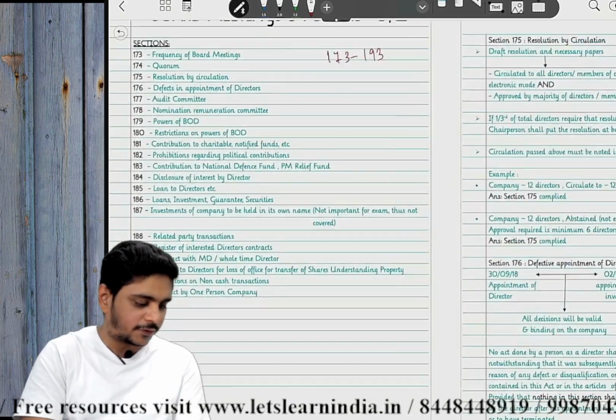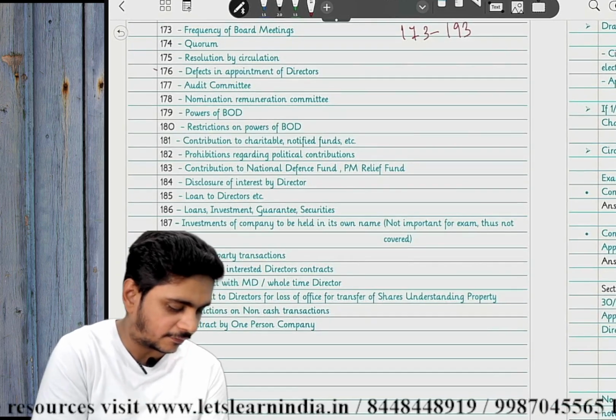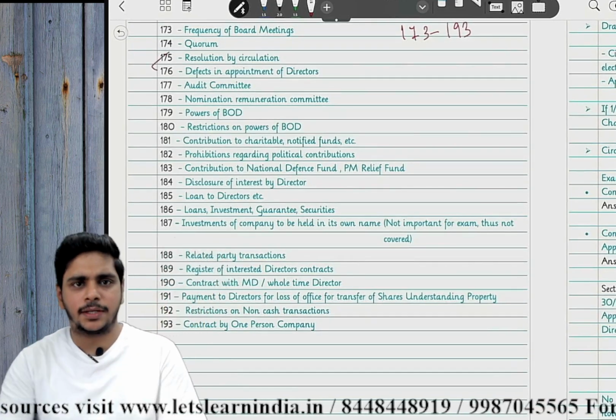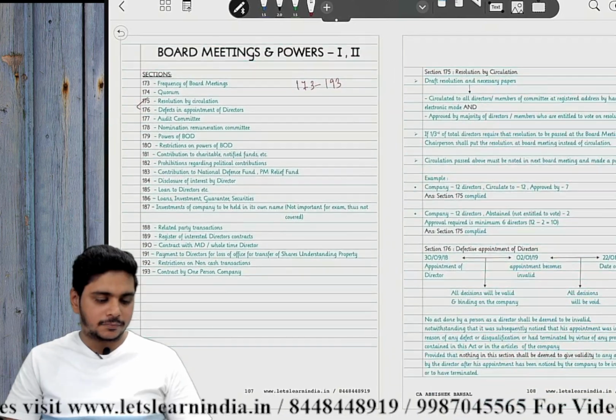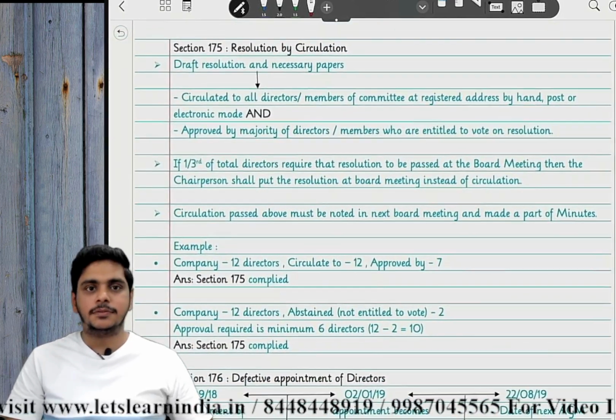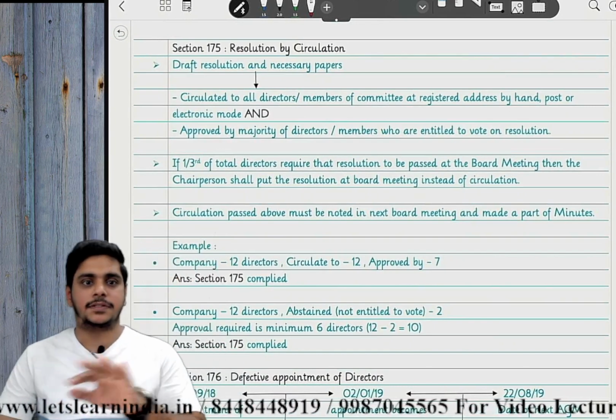So first we start with all the easy part. We start with the first section, 175: Resolution by circulation. Let's start. So it says resolution by circulation, 175.